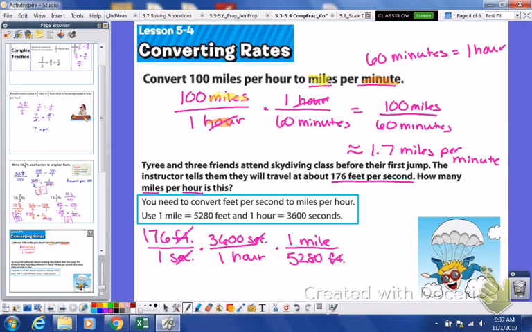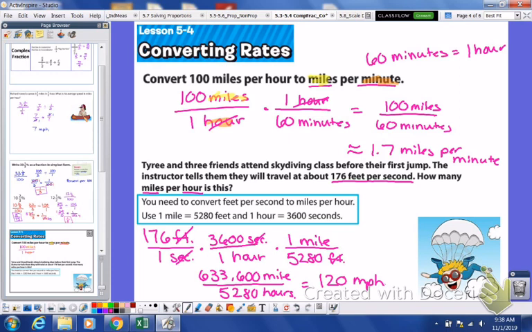So if we go ahead and multiply straight across, we would get 633,600 miles per 5,280 feet hours, which we don't want to leave as is because we want that unit rate of miles per hour. And if we divide, it does divide out evenly to 120 miles per hour. Okay, we will definitely be practicing more of these.